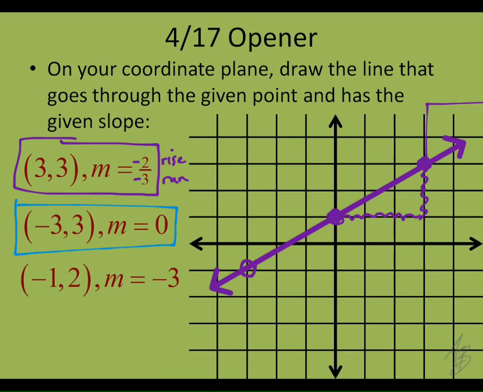Start from 0 and go back. Go left 3. Okay, so we're going to start at the origin, go left 3, and then up 3, and we get our point right there. Okay, so there's negative 3, 3.